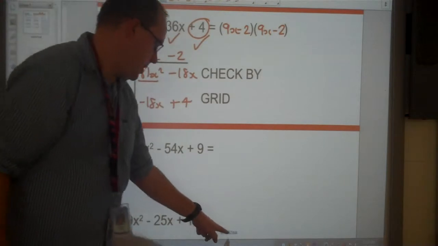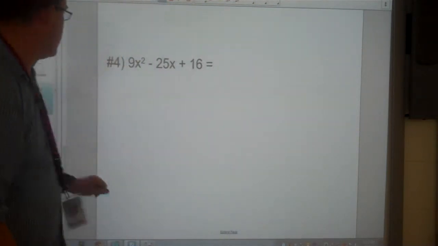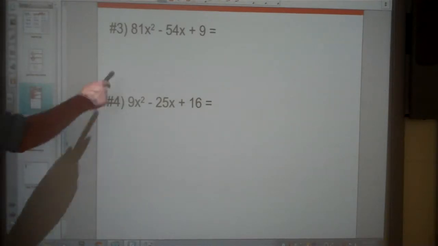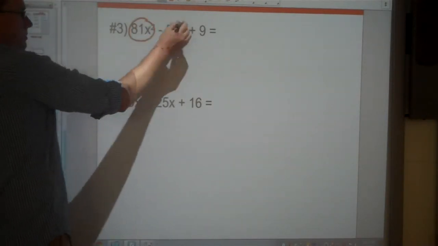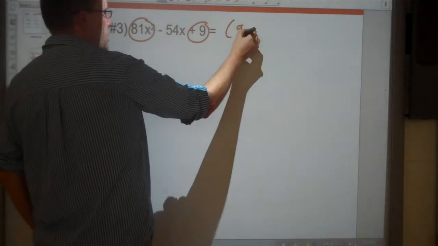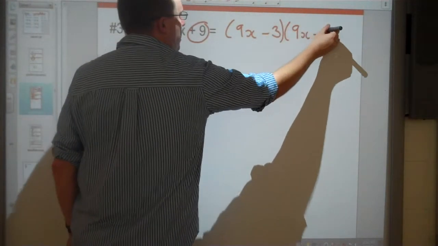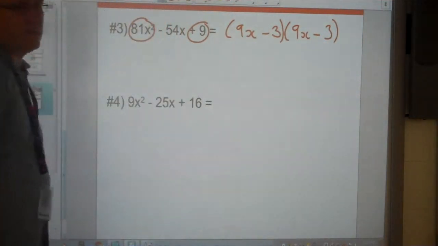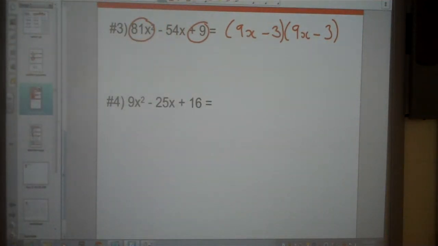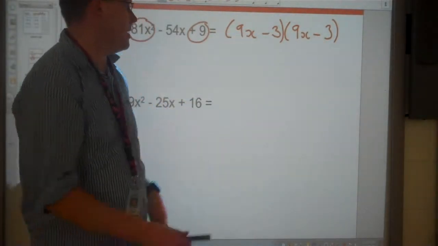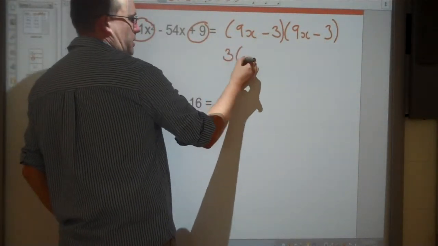Now for question 3, I'm going to show you how most students did this in class first, and then I'll show you how you should perhaps have done this question. They said, look, this is a square number, this is a square number, so we've got 9x minus 3, 9x minus 3, 3 times 3 is 9, and we're done. Now the problem with this is it's not fully factored.